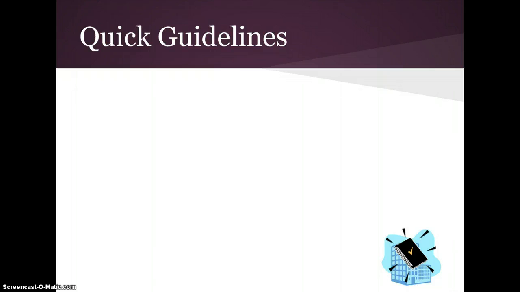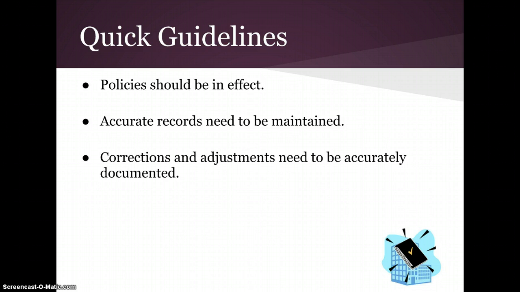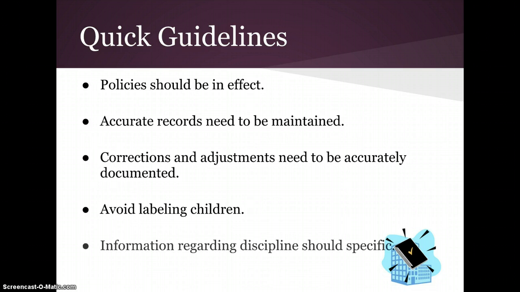Here are some quick guidelines. Schools should have policies in effect that help protect student information. Accurate records need to be maintained at all times, and any corrections and adjustments need to be accurately documented with name and date. Teachers and other school personnel should avoid labeling children. Information regarding discipline should be specific, with the incident, who witnessed it, date, and name of students involved cited in the information.